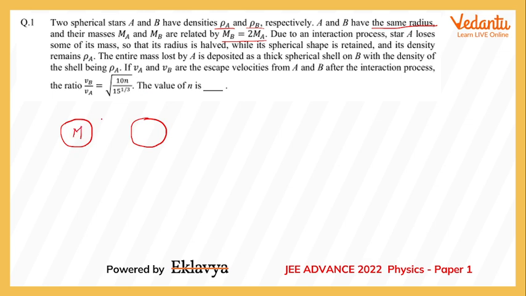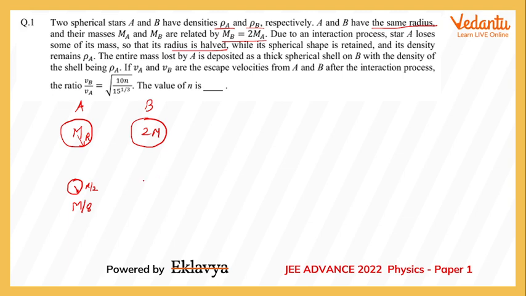If A has mass m, then B will have mass double of A, that is 2m. Okay, the radii of both are same. Now, due to an interaction, A loses some of its mass so that its radius is halved. Now, A has changed such that its radius has become half. Earlier, if its radius was capital R, it has now become R by 2, which would mean that the mass has become m by 8 because the mass is proportional to r cube.